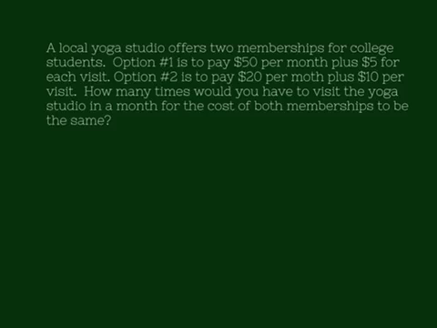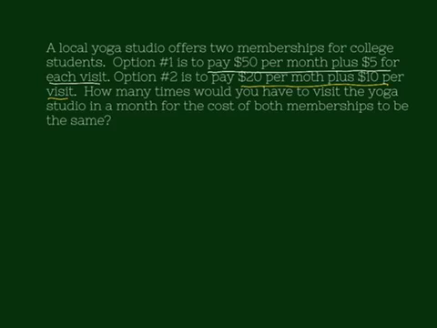In this last example, we're going to look at comparing two different costs to find out when they're equal. We could also do this to find out when one is going to be more advantageous than the other. So a local yoga studio offers 2 memberships for college students. The first option is that students can pay $50 per month plus $5 per visit. The second option instead is that they could pay $20 per month plus $10 per visit.